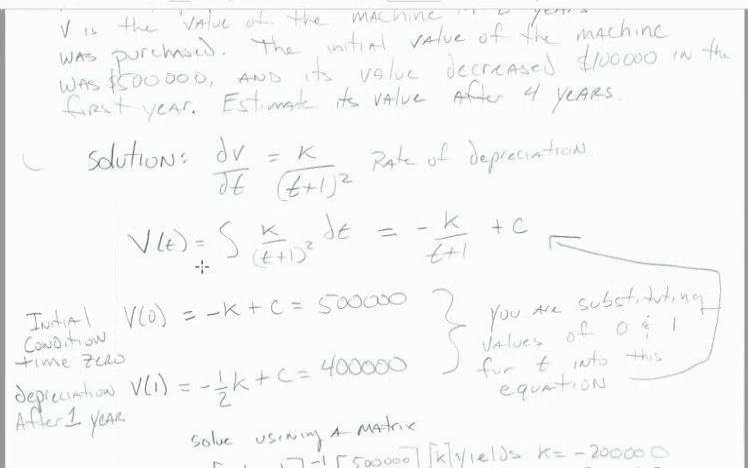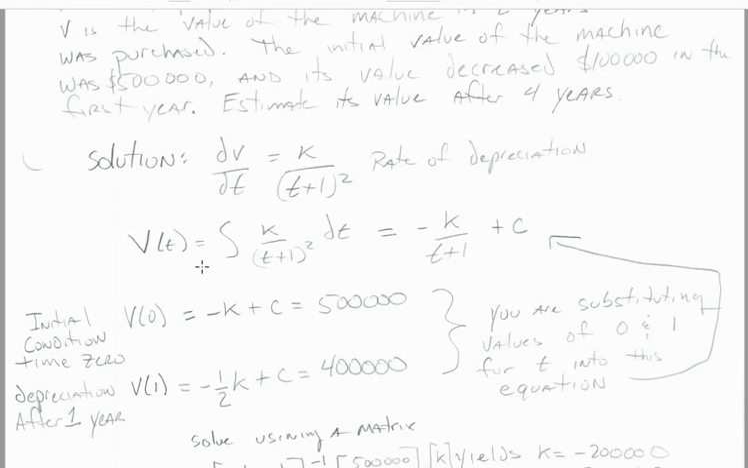You should be able to go through and do that basic integration using U substitution. I'm not going to spend time doing the integration piece. You have to do that. I would use U substitution, U is t plus 1, and so on and so forth. When we do this, you end up getting negative k divided by t plus 1 plus c.